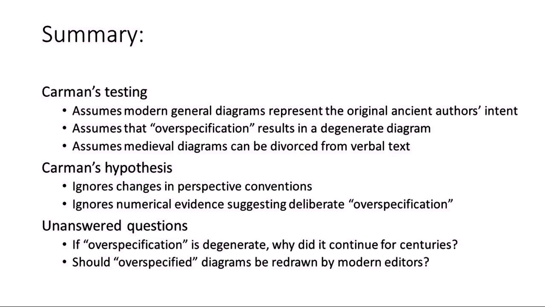And to my mind, there are still important unanswered questions, such as if overspecification is a degenerate form, why did not mathematicians who copied manuscripts recognize this and correct it or modify it? And secondly, what should be the role of modern editors, specifically in regard to diagrams? Do we simply reformulate them in modern terms, or do we reflect the medieval process? These are questions which need to be discussed yet within the historical community.